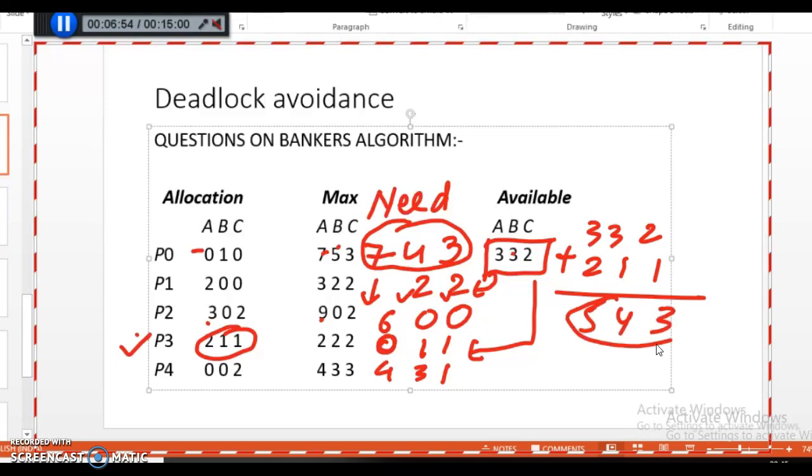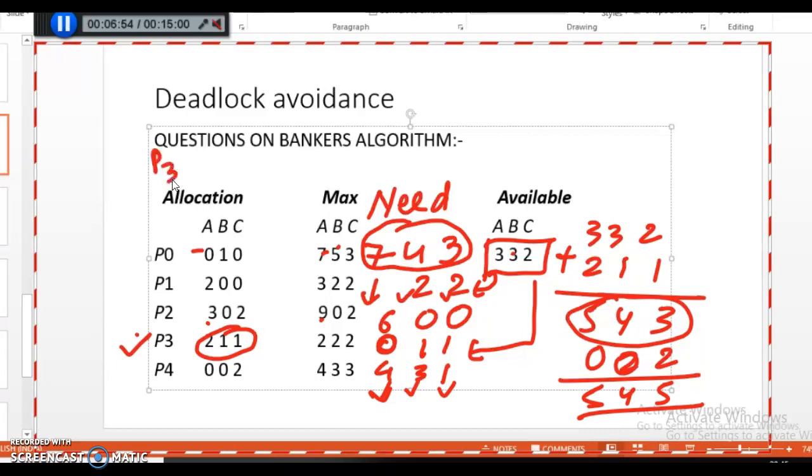Now whether this can complete anyone's desire, let's check this. So yeah, this is alright, here alright, here alright. So yes, we can complete this thing. So the available resources after completing this process will be 5 4 5, and the sequence will be, first we executed P3, then we executed P4. Now 5 4 5, whether this can complete anything. Let's see.